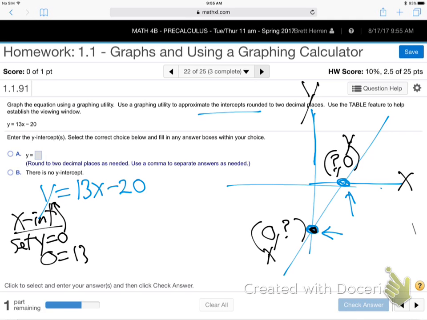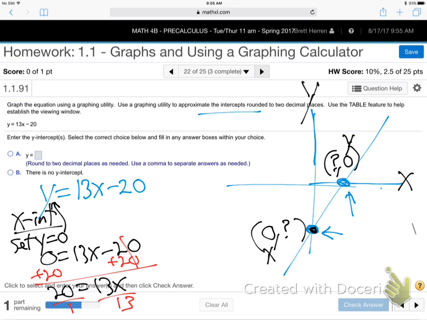What do you get? 0 is 13x minus 20. Okay, and then solve for x. Everybody good so far? So how do I solve for x? Just add that 20 over to both sides, and we get 20 equals 13x. Last step to get x alone, divide by the 13. Boom, x is 20/13. So that must be the x-intercept, 20/13.